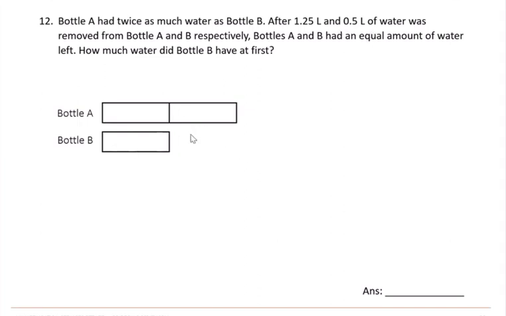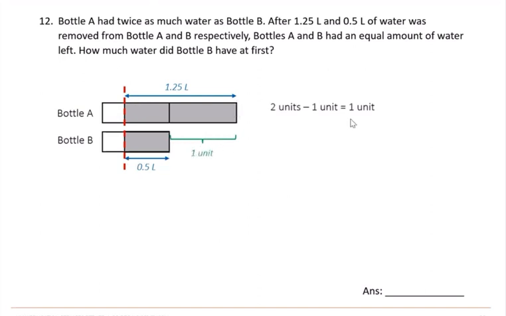Like I said, there's nothing for you to remove for bottle B if you do it here. So you only can remove from where they are equal, which is within the first unit. So A is 1.25 liter, B is 0.5. Now they have equal amount of water left. Can you see that? So you can find out the value of 1 unit here, because this is 1.25, this is 0.5. So 1 unit will be 1.25 minus 0.5, 0.75 liter. The question is asking me for B at first.